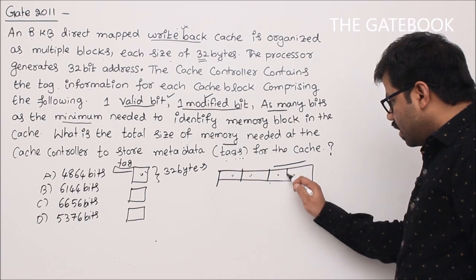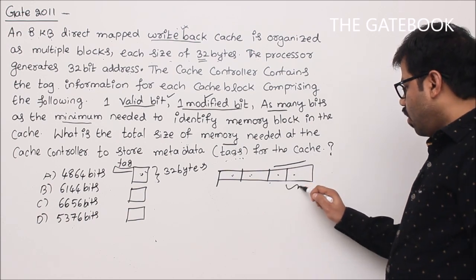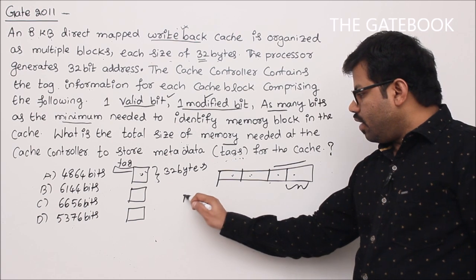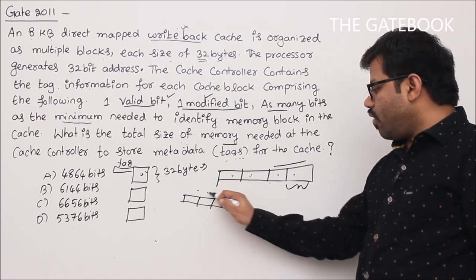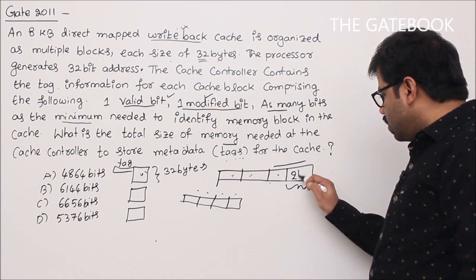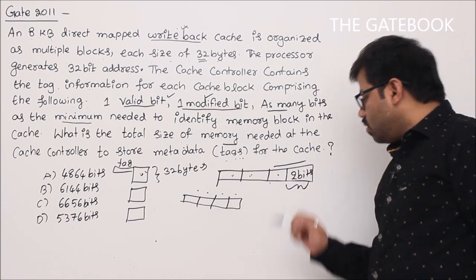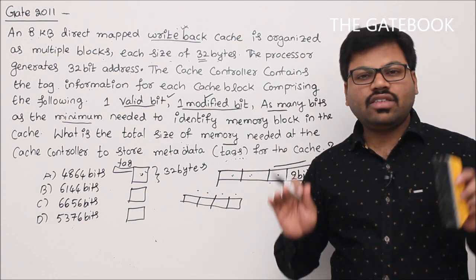Let me divide like this. First we have the byte offset. In a word, how many bytes will be there? 4, correct? Then how many bits are required for the byte offset? 2 bits, remember.